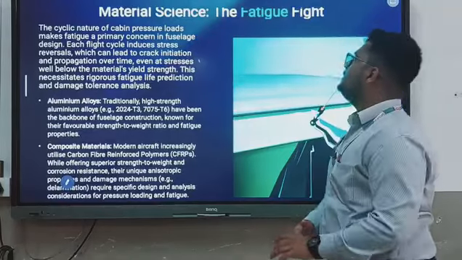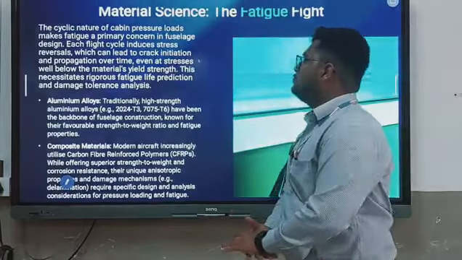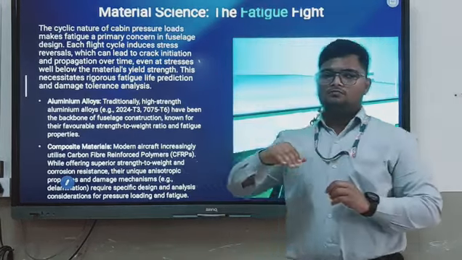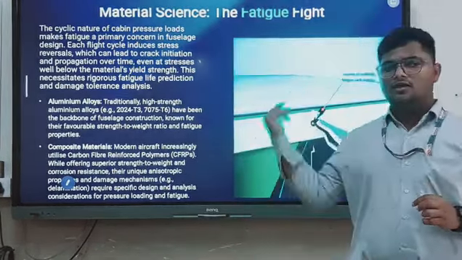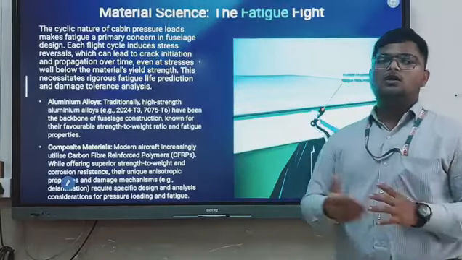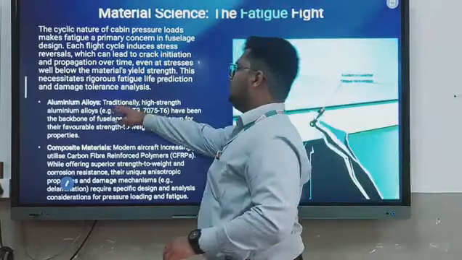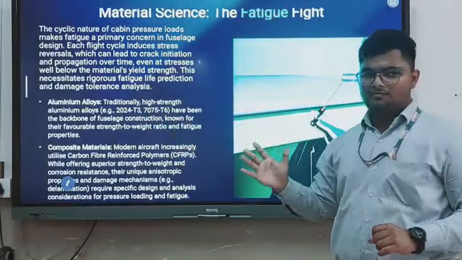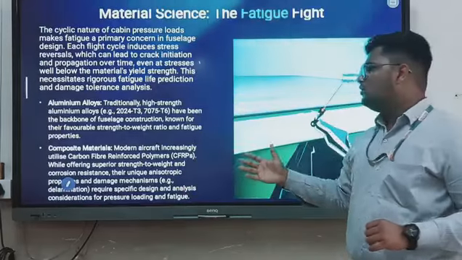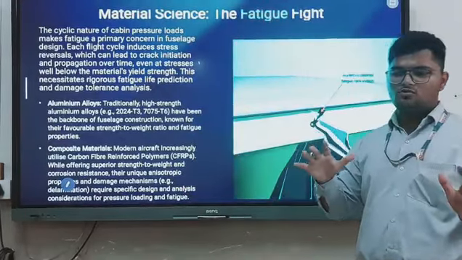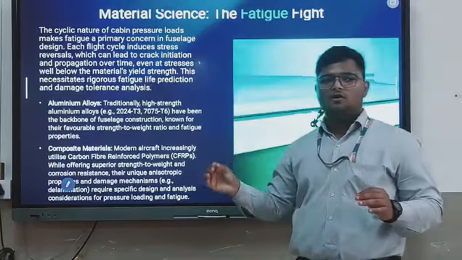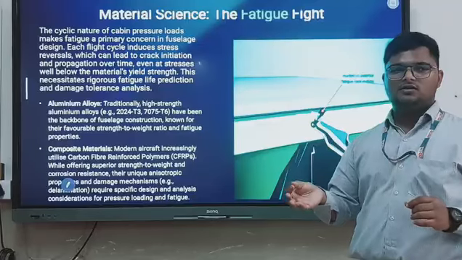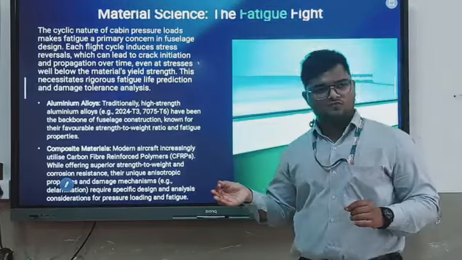Then we have material science and fatigue fight. Generally, if we look at the materials that were used earlier for the fuselage, it was the aluminium alloys, and they were the backbone for fuselage construction because their strength to weight ratio is very favorable for a fuselage. Also, it's lightweight, so it was the best material to use for the fuselage.